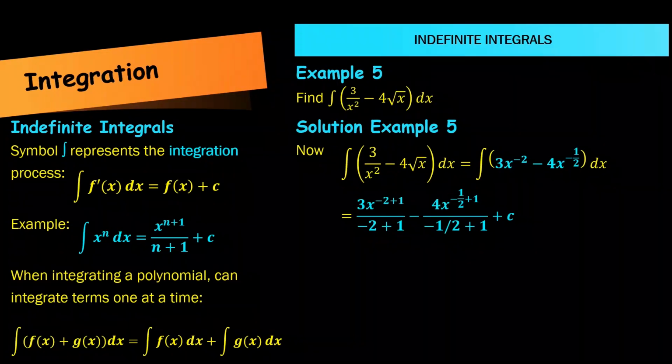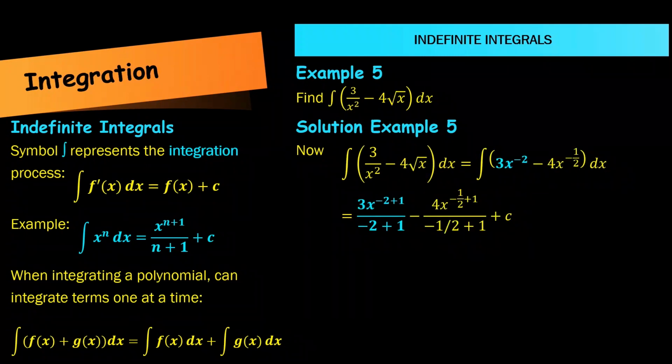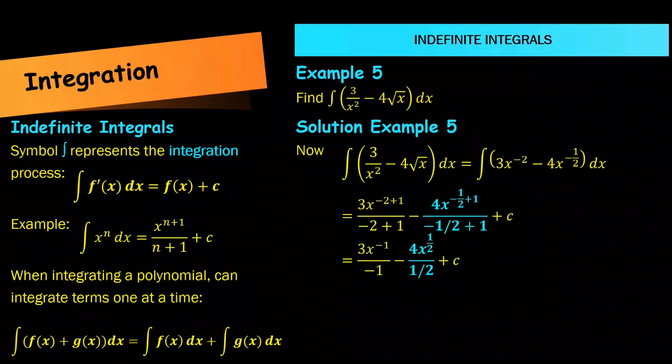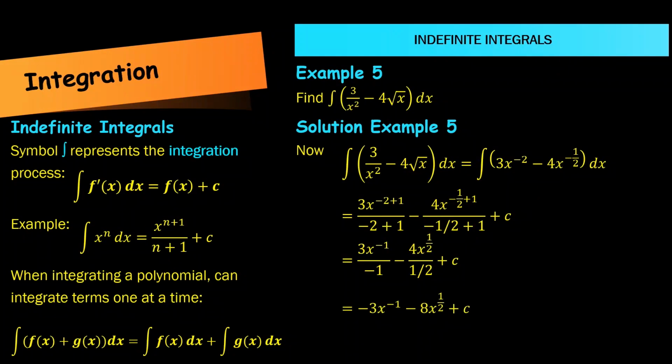And integrating gives us 3x to the minus 2 plus 1 divided by minus 2 plus 1 minus 4x to the minus a half plus 1 divided by minus a half plus 1 plus the constant. And tidying up, and tidying up some more, gives us minus 3x to the minus 1 minus 8x to the half plus c.